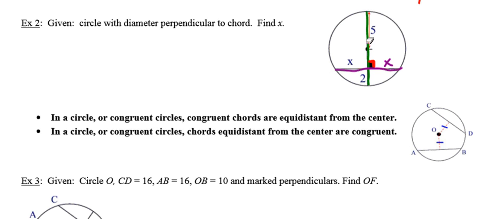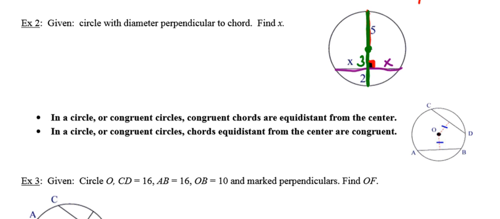Some other information I'm given in this question is that the radius of this circle is 5, meaning the distance from that center along that green line segment is also 5. So if one part of the green line segment is 2, and I know the length of the whole thing is 5, I can conclude that that piece must be worth 3.